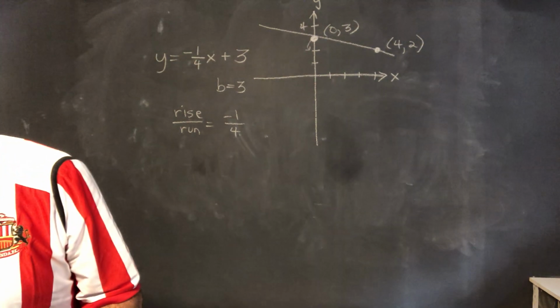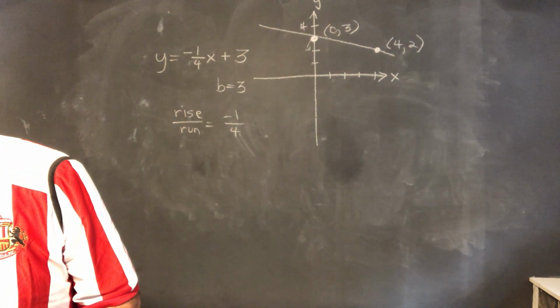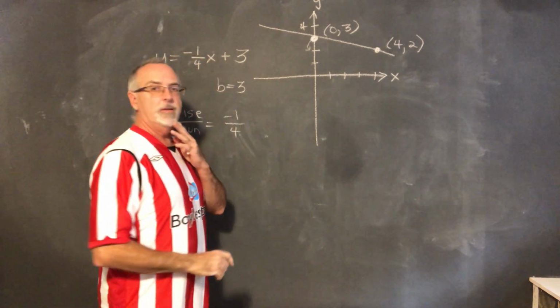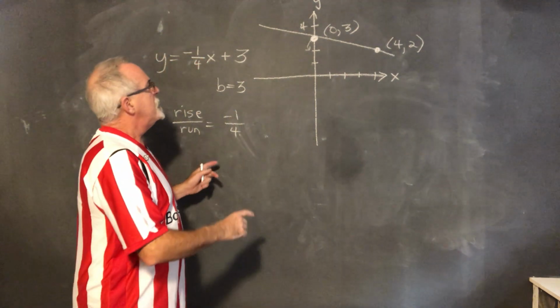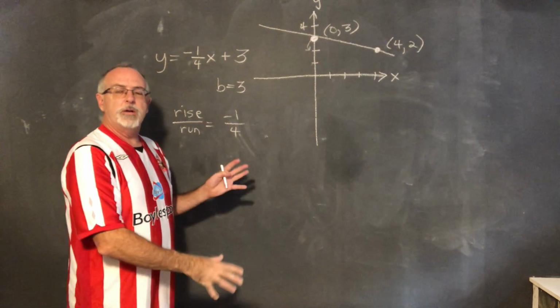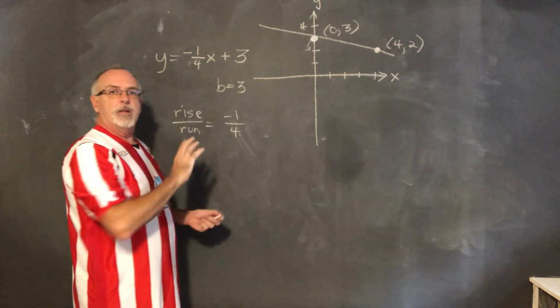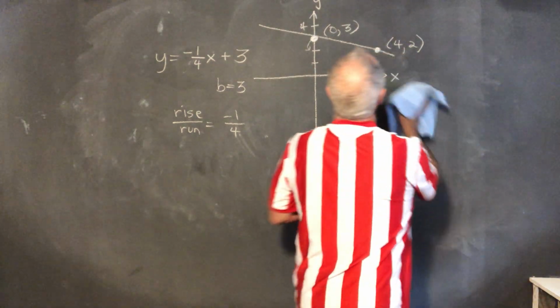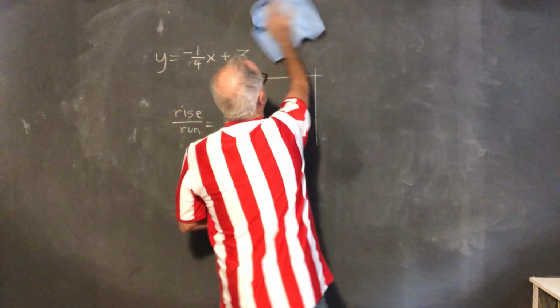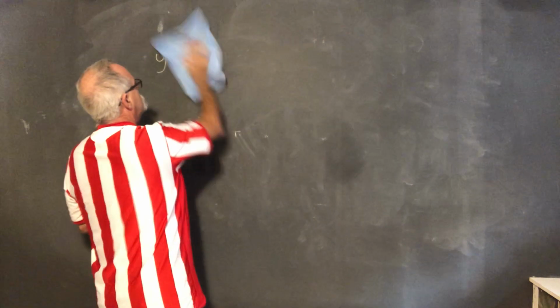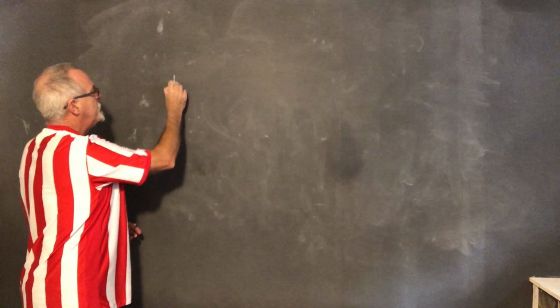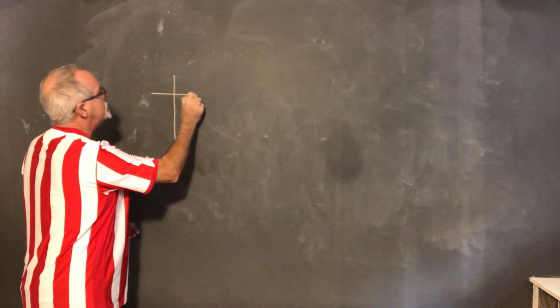Let me see here. How about if we have a table of values that shows us some points that are on our line, but we don't see the equation yet? What about that type of question? So for my next example, I'm going to start by building a table of values for you, but without showing the equation.